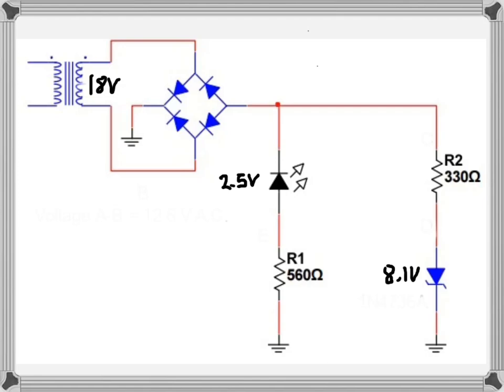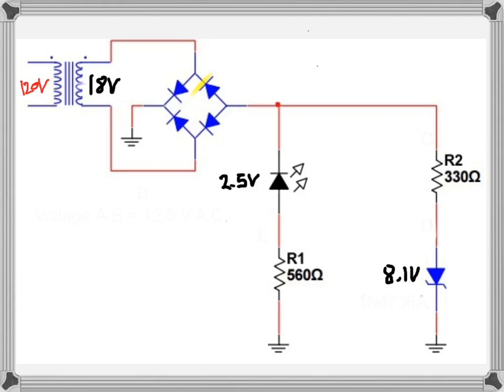So we have our AC sine wave. Let's say we have 120 volts on our primary. We have 18 volts on our secondary. You can work out the turns ratio if you want, it doesn't make any difference to us. Note the polarity of the diodes here.